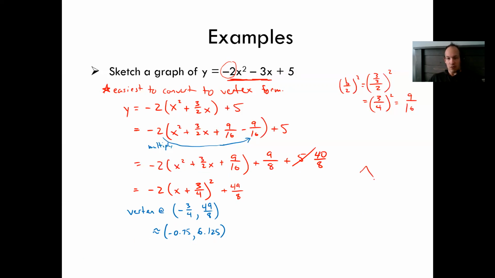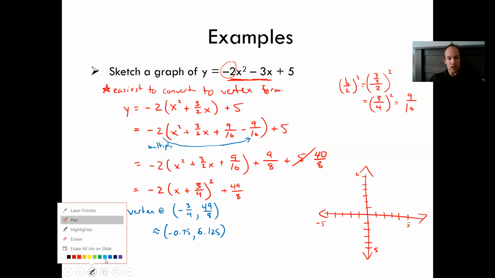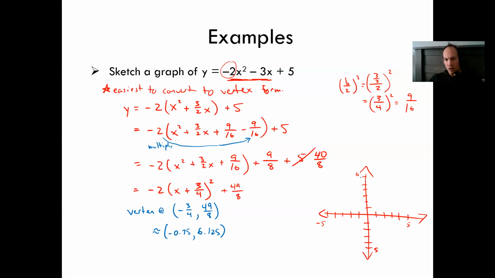Okay, so sketching a graph. I didn't include a grid for myself, so I guess I'm just going to have to do this here. Okay, so let's just try something like this. So the vertex is going to be located at negative 3/4 and 49 over 8. So I'm going to put that right about here. And the vertex, negative 3 over 4, and it's about 6.125.